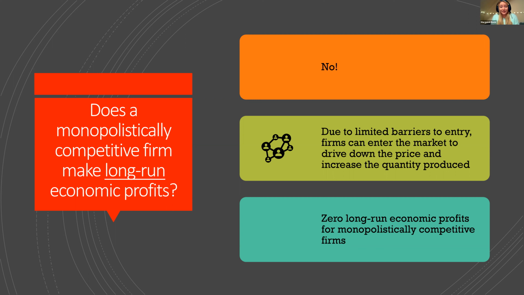But unlike a monopoly, a monopolistically competitive firm does not make long-run economic profits. Why? Well, due to limited barriers to entry, and because these two monopolies, Nike and Adidas, are basically selling the same thing. They're both selling shoes, but just different types of shoes. These two firms can, over time, learn to compete with one another.